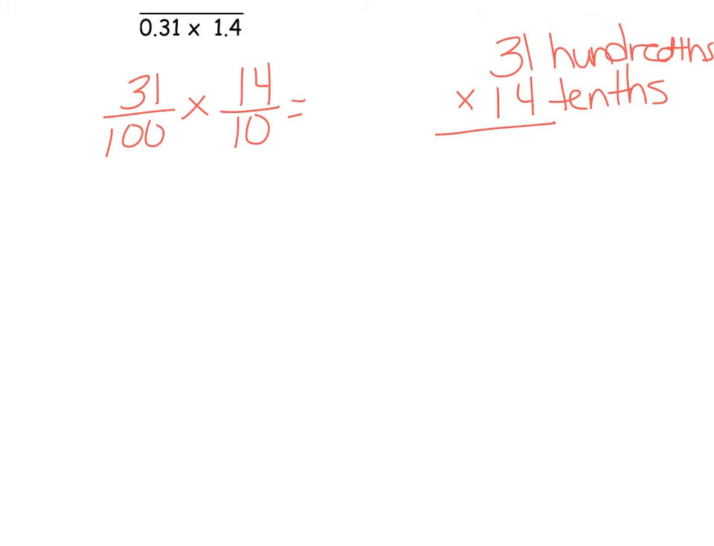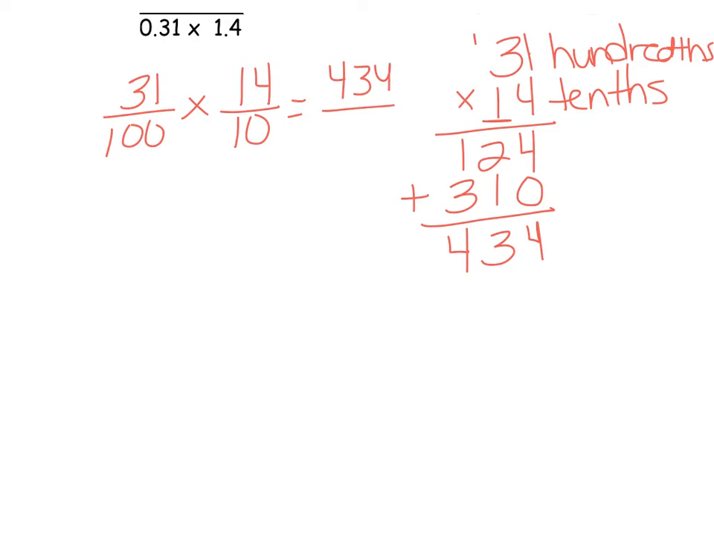Multiply. 4 times 1 is 4. 4 times 3 is 12. Carry a 1, bring it down. 0 for my placeholder. 1 times 1 is 1. 1 times 3 is 3. And now I add. 4 plus 0 is 4. 2 plus 1 is 3. 1 plus 3 is 4. So I know my numerator is 434.